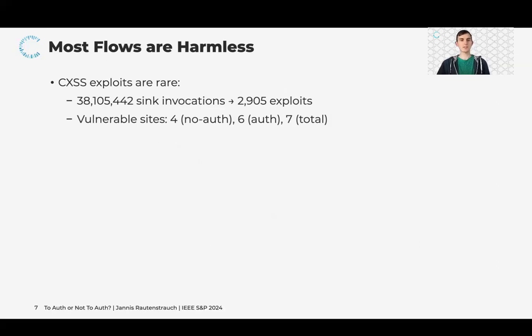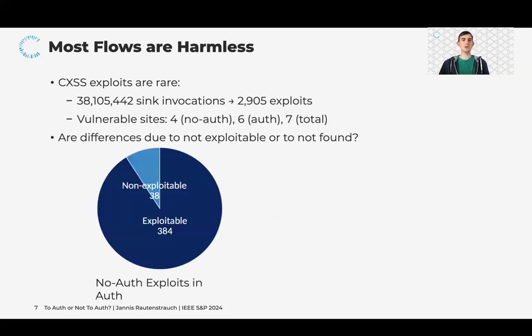Interestingly, there was one site which we found vulnerable in a non-authenticated state, but not in the authenticated state. So there was a follow-up question we came up with: are these differences due to the fact that the exploit is actually not working, so it's not exploitable in the other state, or was the vulnerable URL just not found by our crawler? For that, we run all the exploits we found in one state in the corresponding other state.